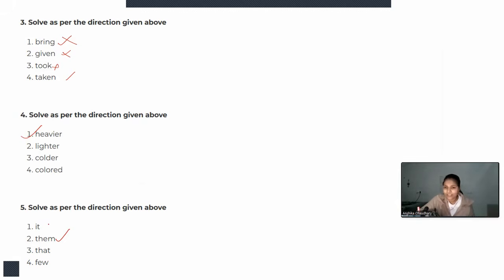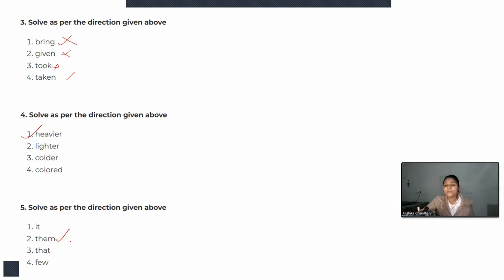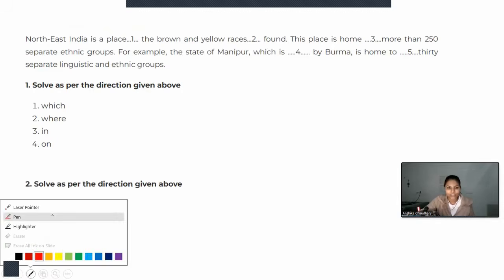It is singular, and we have watermelons in plural form, so it is not correct. And "few" refers to some, but in this context we have to objectify the things, we have to direct the things, so that's why "them" is the correct word suitable here. I hope it is clear, right? Let's move on to the next cloze.